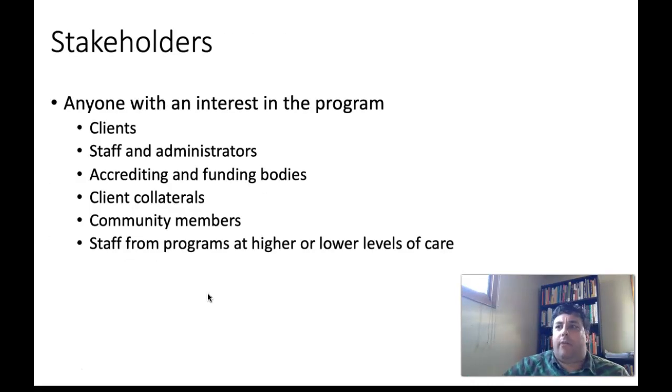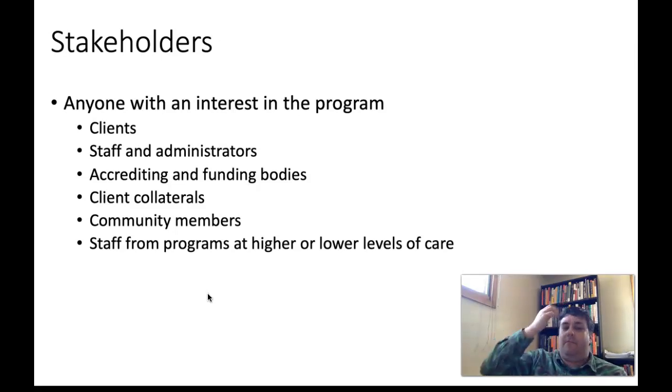So let's talk about stakeholders first. And like I said, the first step to a good, useful program evaluation is assembling a diverse group of stakeholders. So who counts as a stakeholder? Well, anyone with any kind of an interest in a program. Certainly clients, certainly staff and administrators, certainly people who are part of accrediting agencies or funding bodies. Sometimes client collaterals, family members, partners, other service workers count as stakeholders. Community members, depending on the nature of the program. And then sometimes staff from programs at higher or lower levels of care also count as stakeholders.